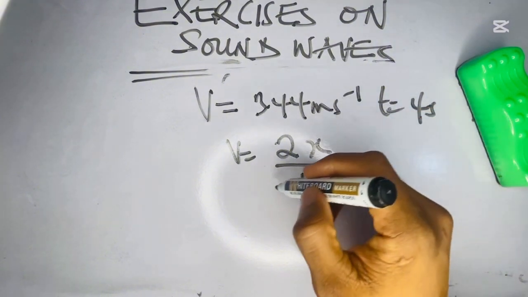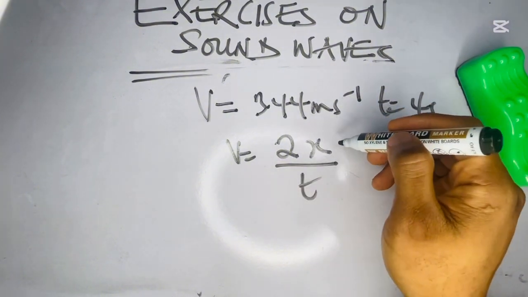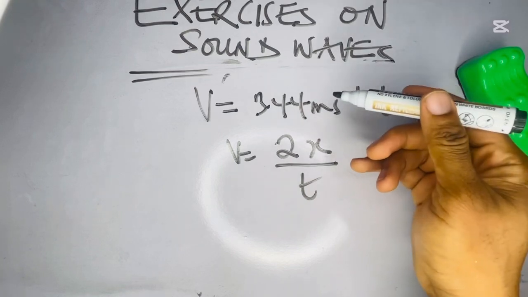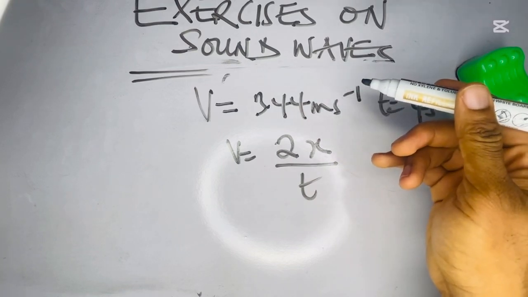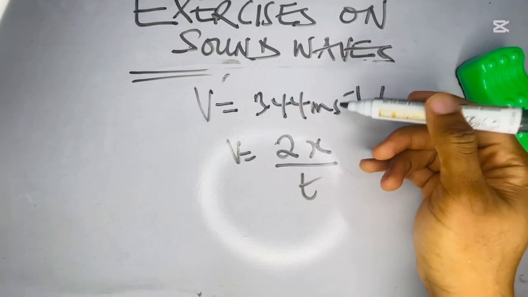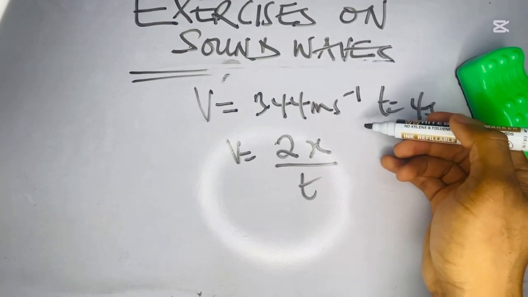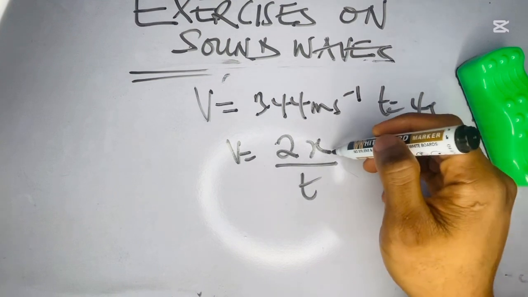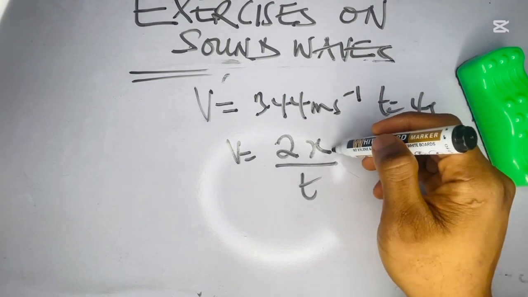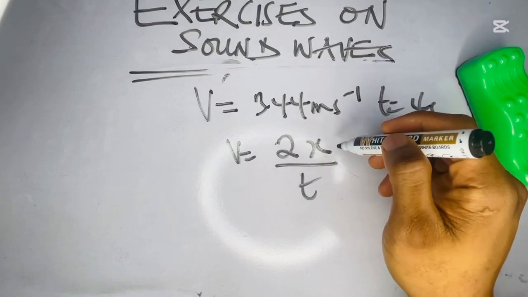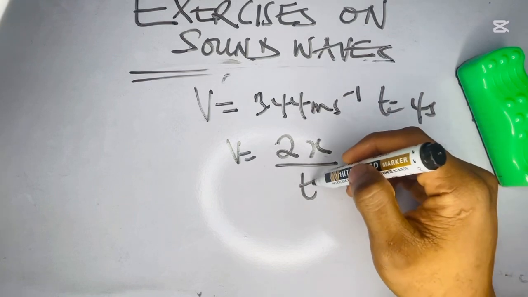So x is representing the depth of the well, especially when it has to do with depth, length, wideness, and all of that. You can use any letter, you can even say 2b, but most times it's best to use x. So x is the depth of the well, t is the time interval.